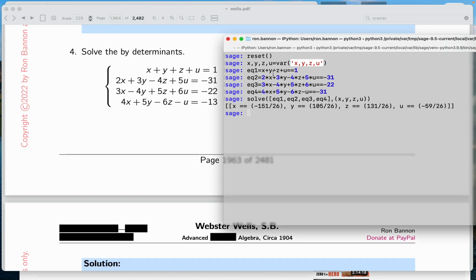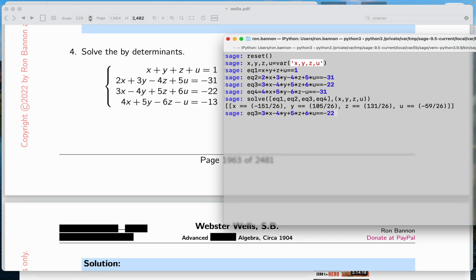So equation 1, I said x plus y plus z plus u is 1. 2x plus 3y minus 4z plus 5u is minus 31. Equation 3 is 3x minus 4y plus 5z plus 6u is minus 22. Equation 4, 4x plus 5y minus 6z minus u. I see it now. So I'm going to correct it.